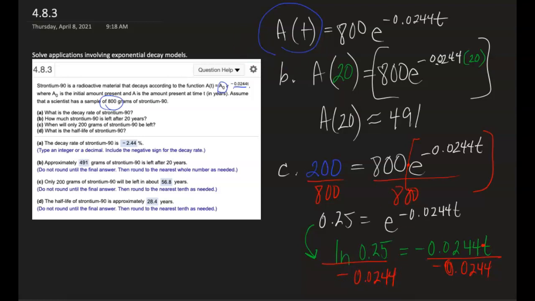And this is how we end up with t is approximately 56.8 years. Again, I suggest type this entire expression into your calculator just the way you see it, so that way you don't have to do a lot of rounding. You see, even in my math lab, it says do not round until the final answer. So anytime that you can just take the full expression with you until the very end, do that.